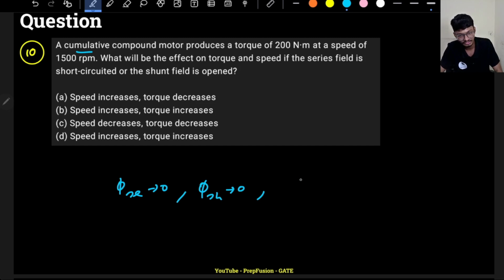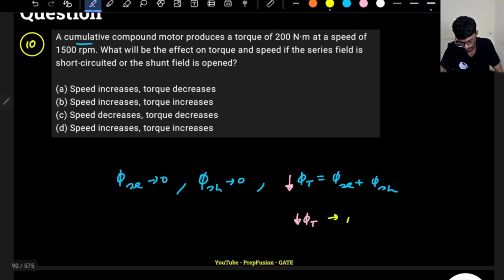If you are making the series field 0 or the shunt field 0, it basically means what? It means the overall flux is reducing. Phi total is phi series plus phi shunt in cumulative mode. So the total flux is reducing, so phi T is reducing. If phi T is reducing, that means my generated EMF will reduce. But I am using it as a motor.